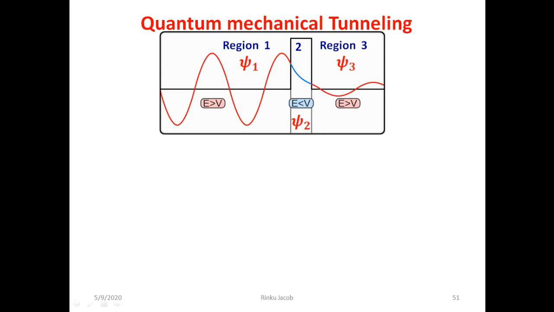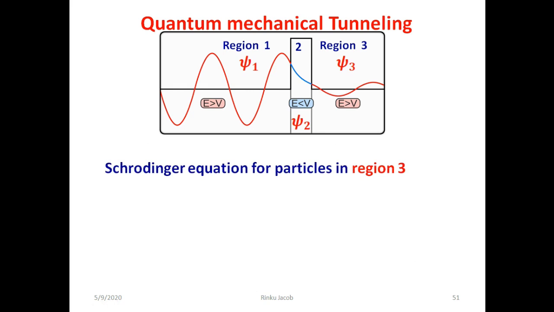And finally, we write the time-independent Schrodinger equation for the particle in region 3, that is for the transmitted particles through the barrier. In this region, as the potential is very small or zero, we take the potential V to be 0 in the Schrodinger time-independent equation. So we write ∂²ψ3/∂x² + (2m/ħ²) E ψ3 = 0. That is equation 3.